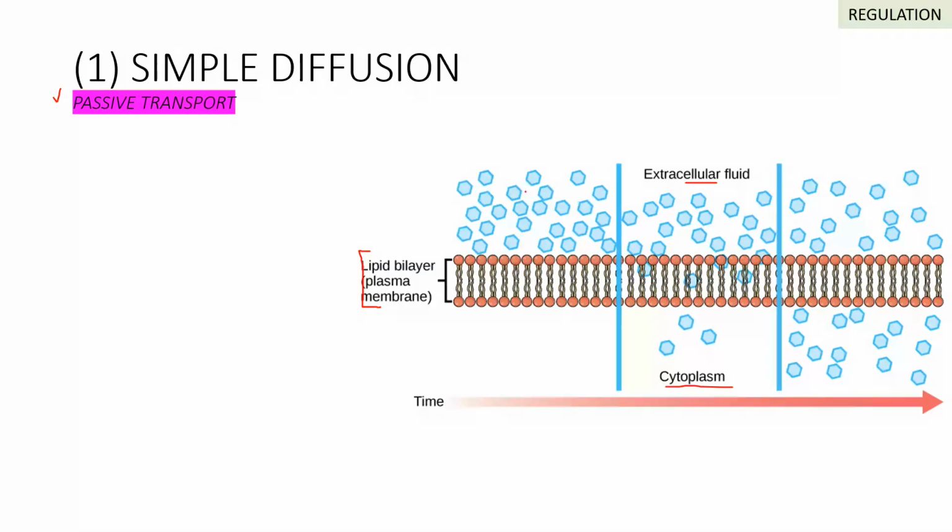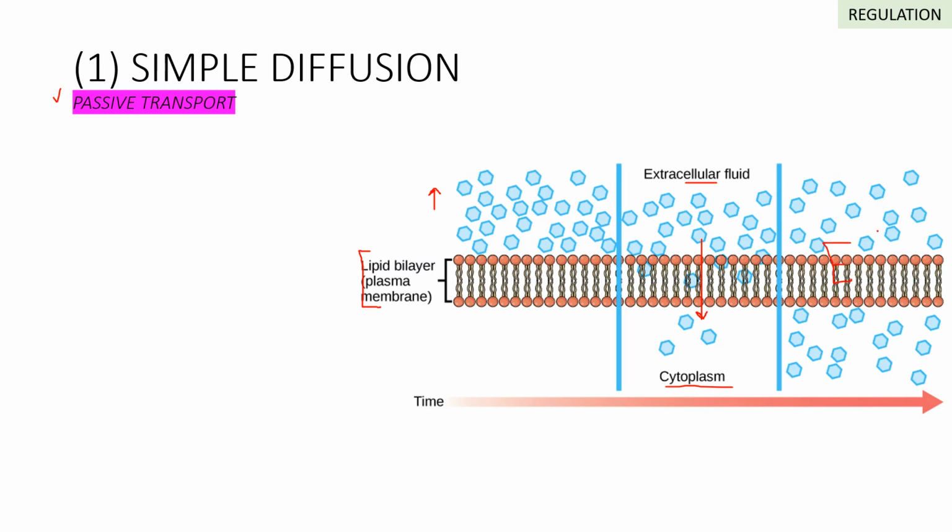So initially, we have all of these particles in high concentration on the outside of the cell. Now, some of these particles, depending on what kind of particle it is, can go straight through the cell membrane to an area of low concentration inside the cell, the cytoplasm, until equilibrium is reached.